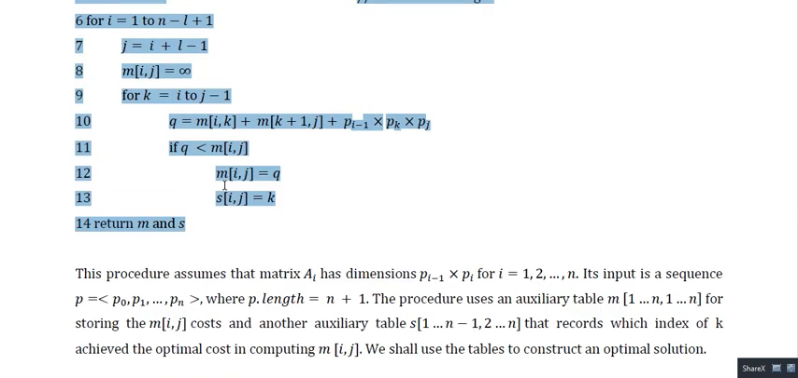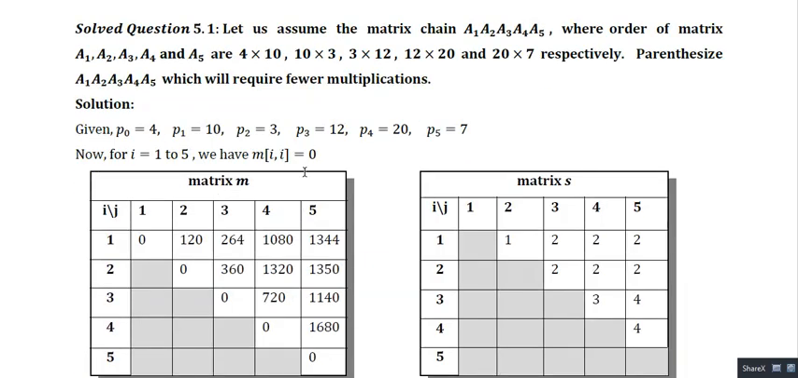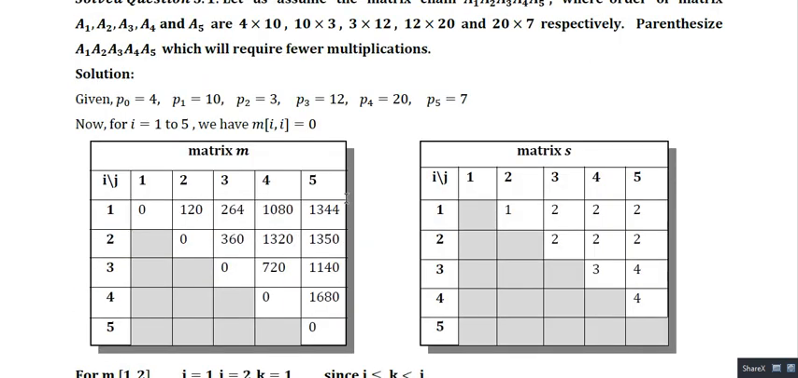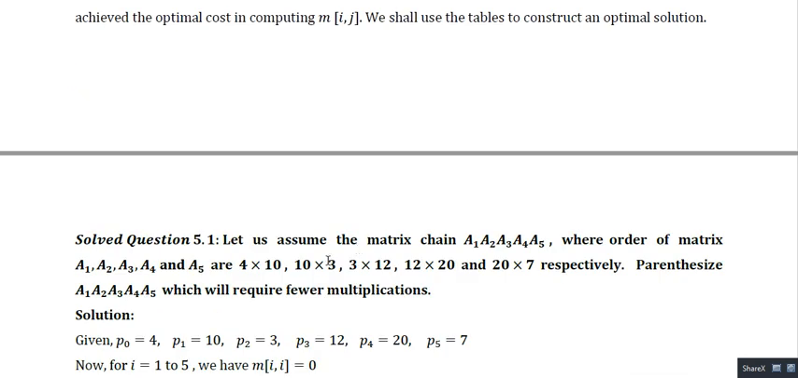So finally we can just combine all the solutions to get the final solution. So let us see. We are given 5 matrices, sequence A1 to A5, having order 4 cross 10, 10 cross 3, 3 cross 12, 12 cross 20, 20 cross 7 respectively. So the target is to parenthesize this.